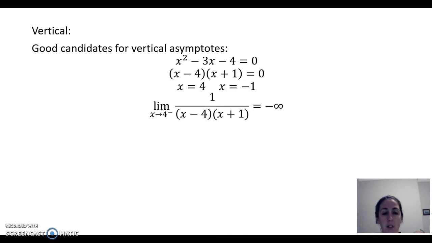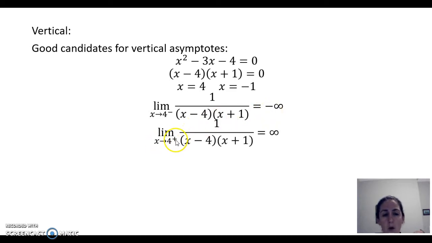The limit as x approaches 4 from below, coming from the left, means we're really close to 4, but just a little less. So this is a number a little less than 4. Minus 4 would give me a negative. A number a little less than 4 plus 1 would give me a positive. A negative times a positive is a negative, so it's going to go off to negative infinity. That alone shows that x equals 4 is a vertical asymptote, but I'll take the right-hand limit anyway.